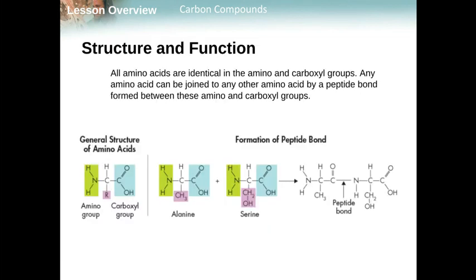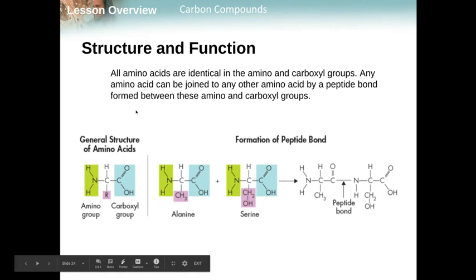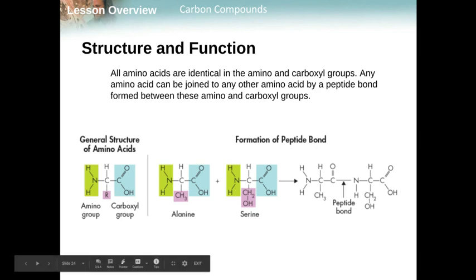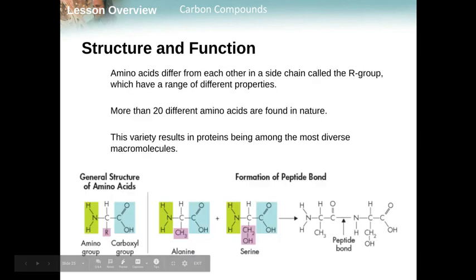So all amino acids share the same basic structure, like I was talking about, and they are joined together through what's called a peptide bond, formed between the amino and carboxyl groups. When we do that, we end up producing a water molecule as a byproduct. There are more than 20 different amino acids found in nature, and this variety results in proteins being among the most diverse of macromolecules. Now, it's important to remember that just like every code of instructions, if one step is incorrect, it can cause a very big problem.